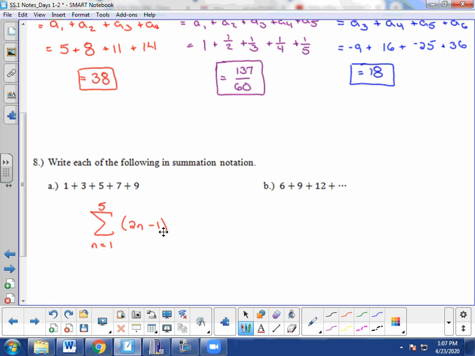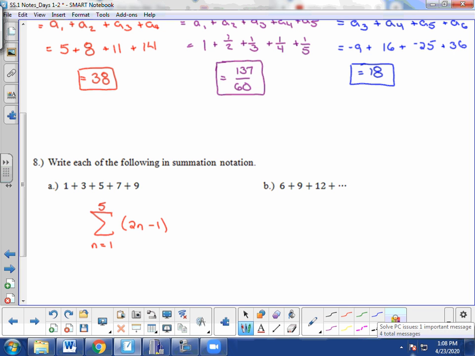So 2 times 1 minus 1 is 1. 2 times 2 minus 1 is 3. 2 times 3 minus 1 is 5. 2 times 4 minus 1 is 7. 2 times 5 minus 1 is 9. So this would be our summation notation to represent this expression.